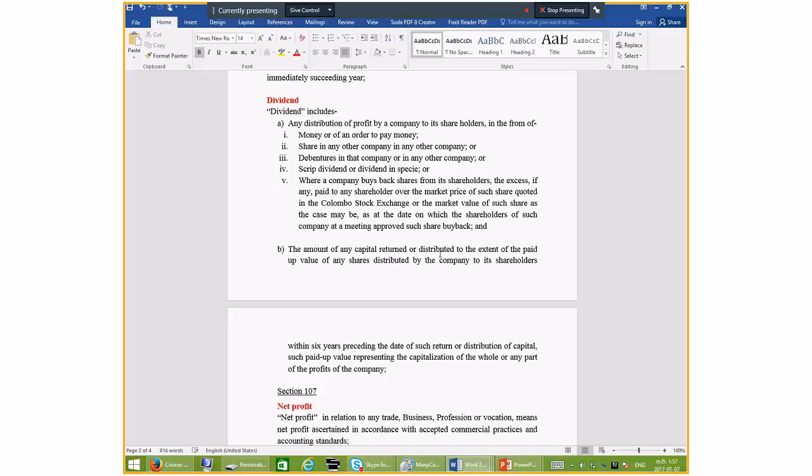Share buyback is a very recently introduced part of the definition of dividend. Only in this session we are learning that we can apply all these types of payments to shareholders as dividend, but here we learn that any dividend paid by way of money or an order to pay money, right? The word dividend also declared.